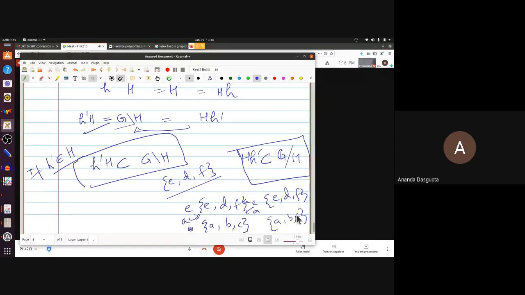In this case, it's really trivial. You don't have any other elements to play with. That's all there is to it. So left cosets have to be the same as right cosets simply because you have no other choice.